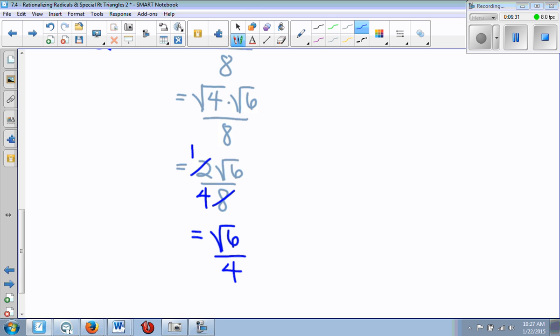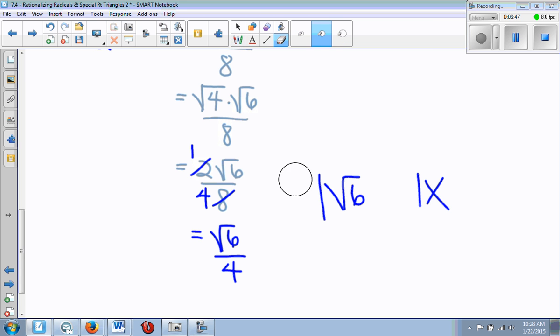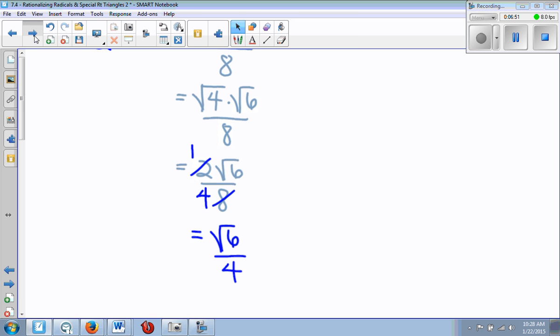Now notice I didn't write the 1 in the front because the 1 is just understood to be there. Just like x is the same thing as 1 times x, the square root of 6 is the same thing as 1 times square root of 6. Very similar concept.